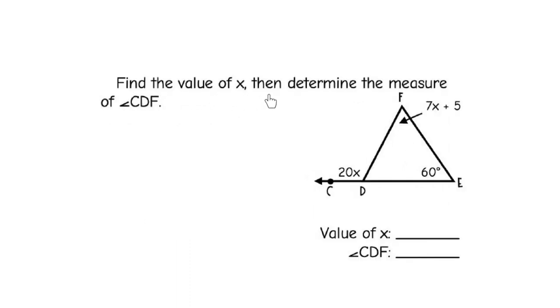Find the value of x, then determine the measure of angle CDF. Okay, so here's the information I have. First part, I have to go ahead and find the value of x. After I find the value of x, then I need to find out the measure of angle CDF. And that is right here, CDF, that measurement. So first off, let's take what we know. We know that this angle here plus this angle here is going to equal this angle.